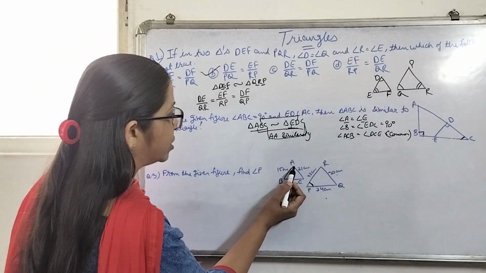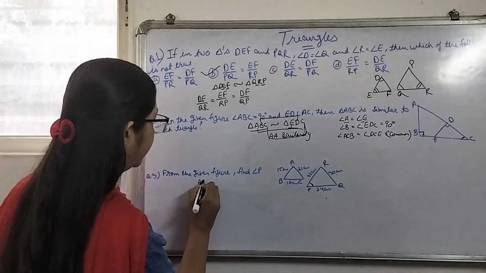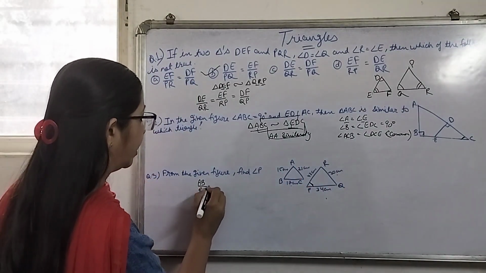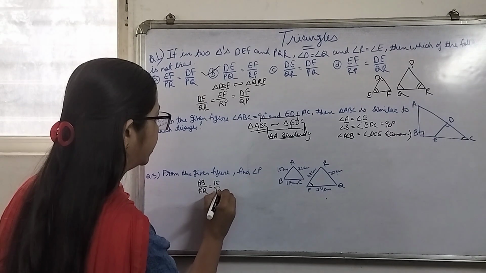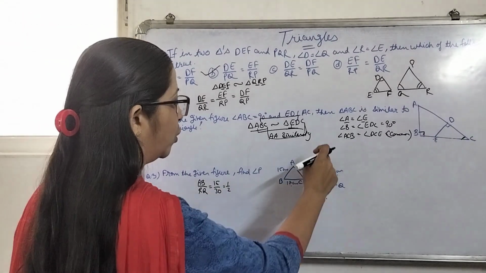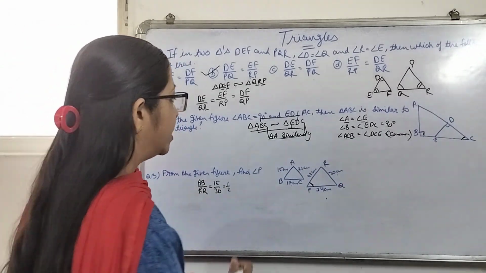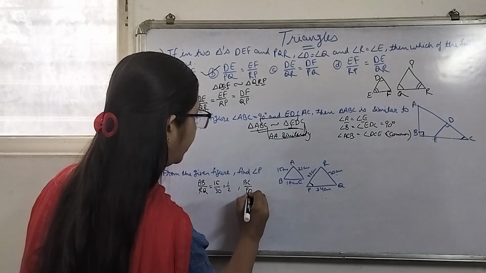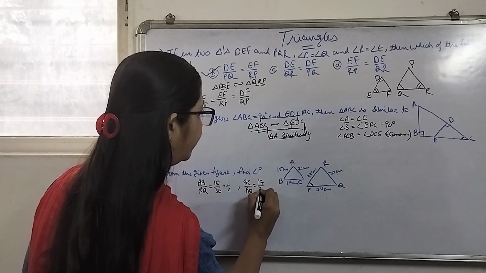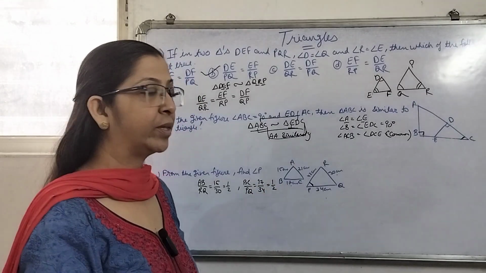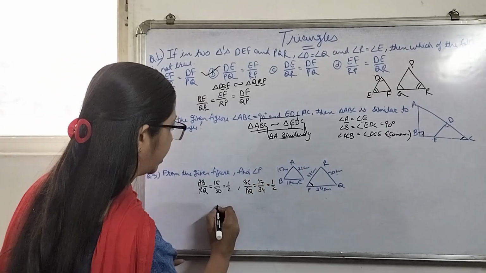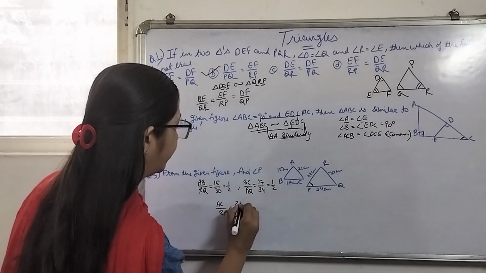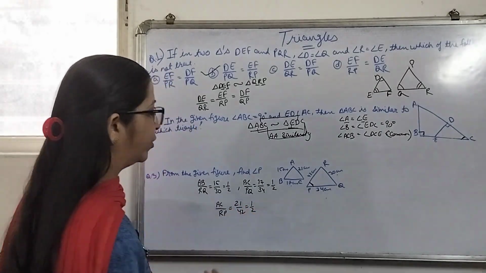That means if I see AB over here, just double of it is side RQ, so I'll be taking RQ. It is 15 over 30, that is 1 upon 2. AB over RQ is 1 upon 2. Similarly, if I see BC and PQ, it is 17 over 34, that is again 1 upon 2. If I compare the third side, that is AC over RP, it is 21 over 42, that is again 1 upon 2.